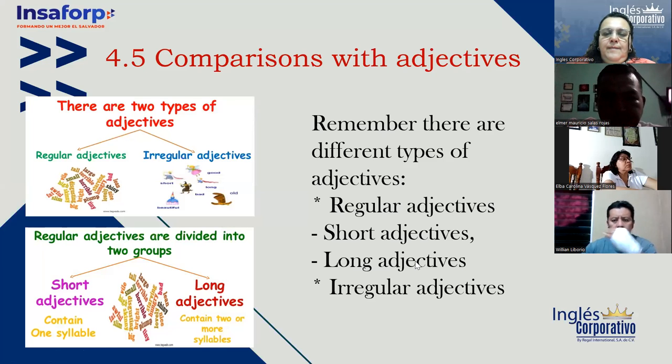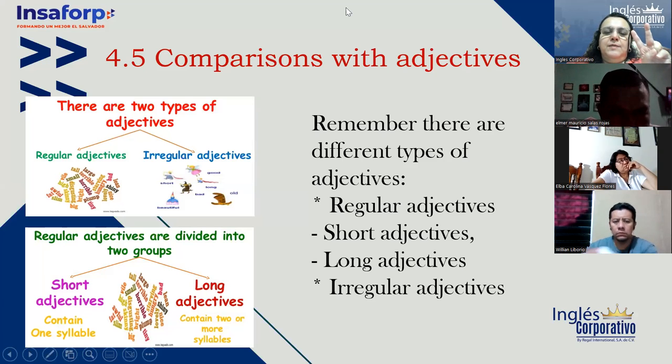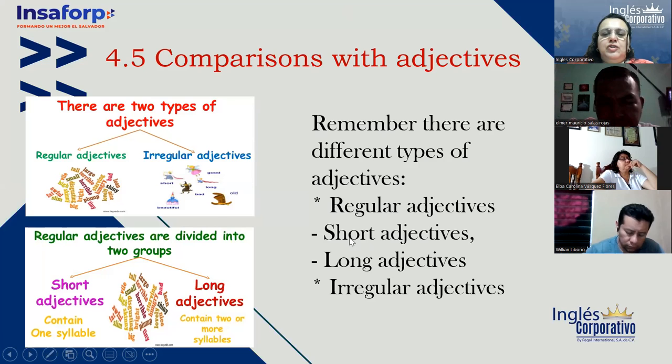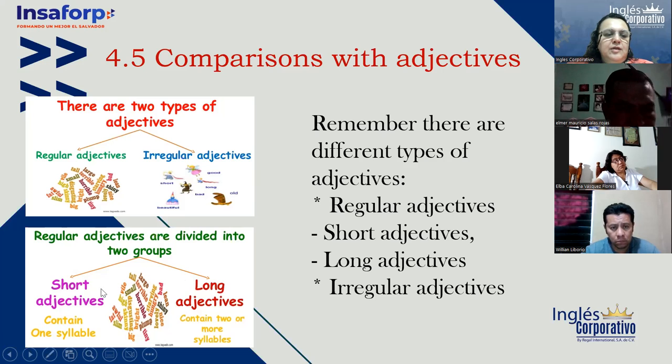Now, remember that when we compare something, there must be two, one thing with the other. And we have also regular adjectives, and those can be short and long, okay? And we have irregular adjectives, okay? Now, here we have regular adjectives, irregular adjectives, short adjectives and long adjectives.